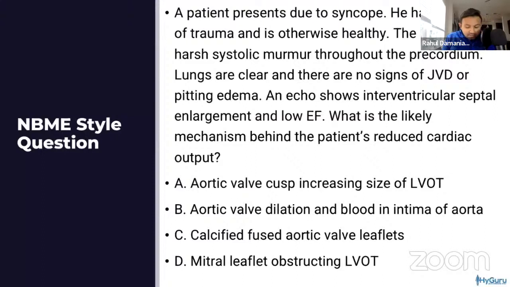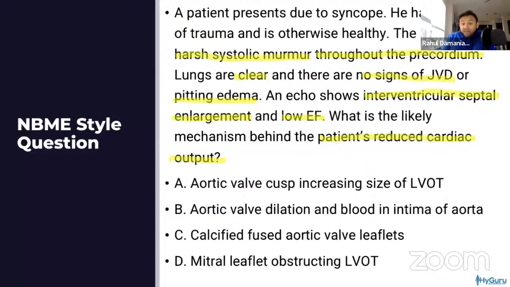Let's go through this question. A patient presents due to syncope. He has no history of trauma and is otherwise healthy. The patient has a harsh systolic murmur heard throughout the precordium. Lungs are clear and there are no signs of JVD or pitting edema. An echo shows interventricular septal enlargement and low ejection fraction. What is the likely mechanism behind this patient's reduced cardiac output?